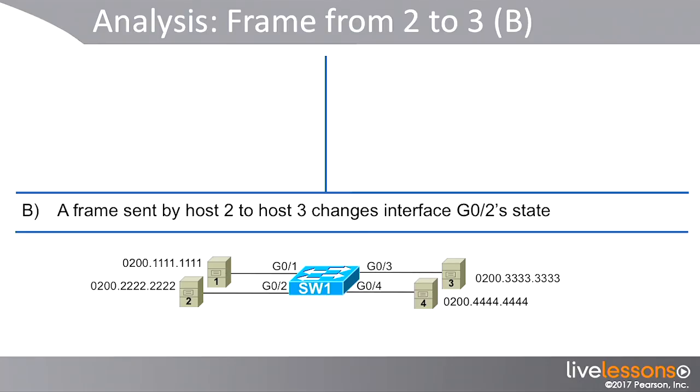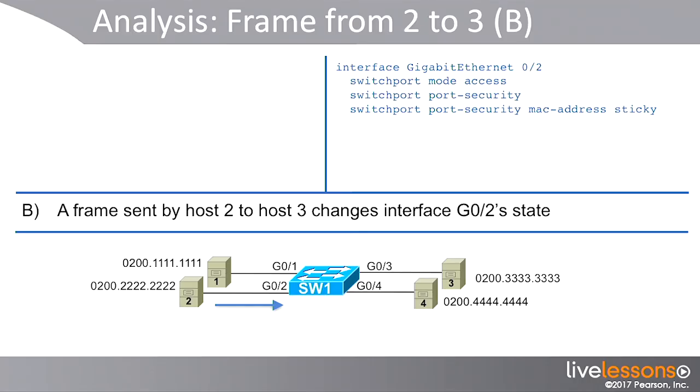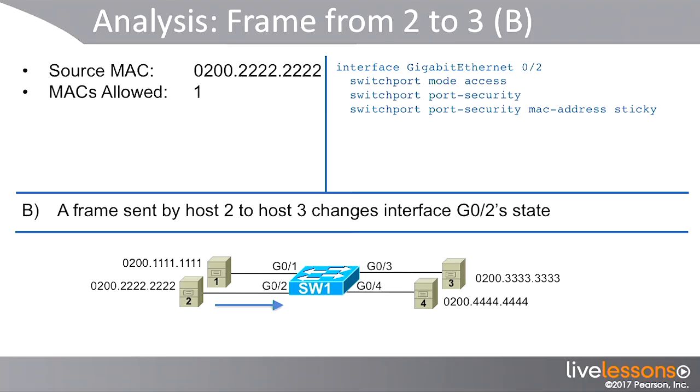Let's take a look at answer B, repeating the exhibit on the right and showing the frame coming in from host 2 in the figure. So a frame sent by host 2 to host 3 changes G0/2 state. Is that true? Well, the source MAC of that frame is 0200.2222.2222. Port security looks at the source MAC to make its decision. 1 MAC is allowed. Why? That's a default. Notice the config does not set the maximum number of MACs.